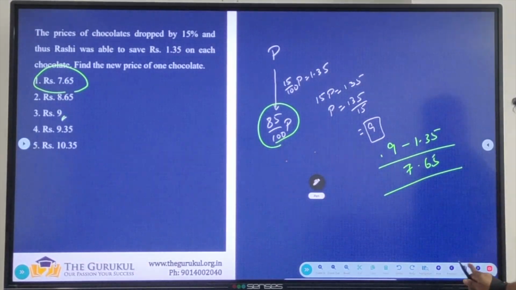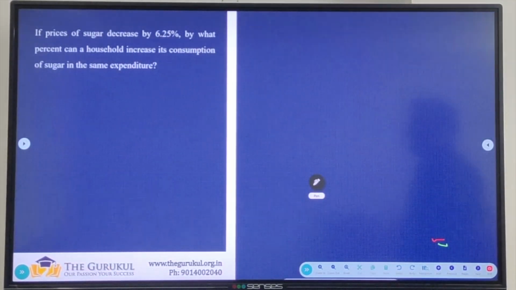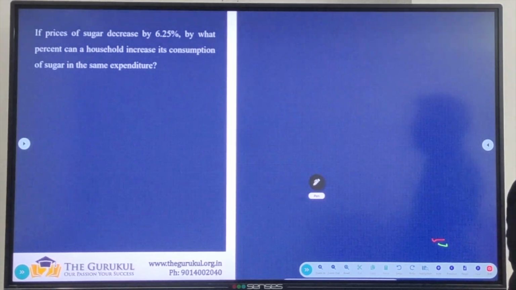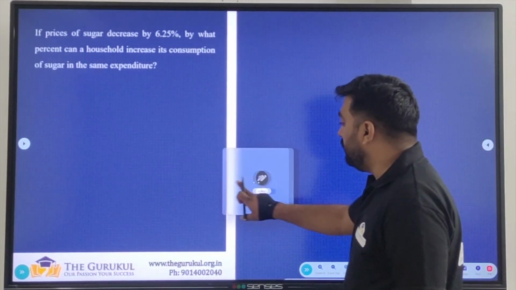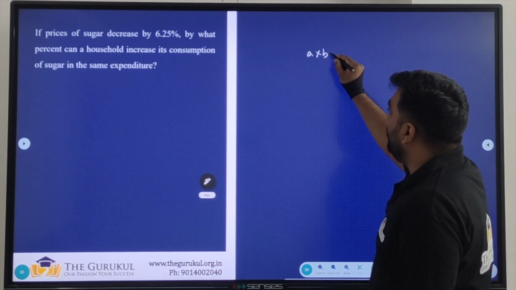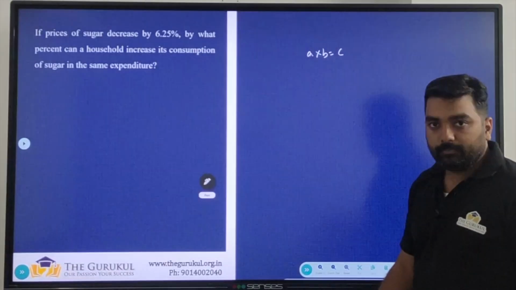Clear? Next one. If the price of the sugar decreases by 6.25%, by what percent can a household increase its consumption of sugar in the same expenditure? This is one excellent and standard model we need to remember. So we call it the A into B equal to constant model.